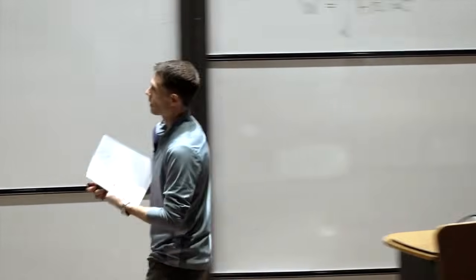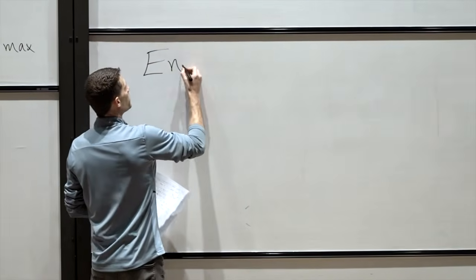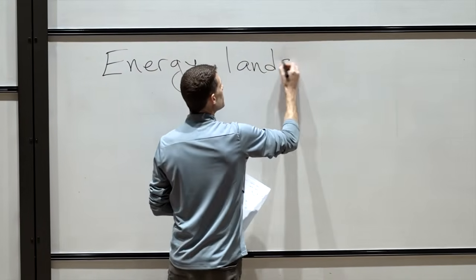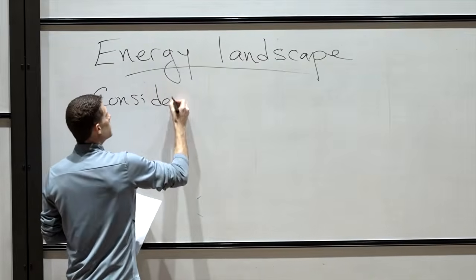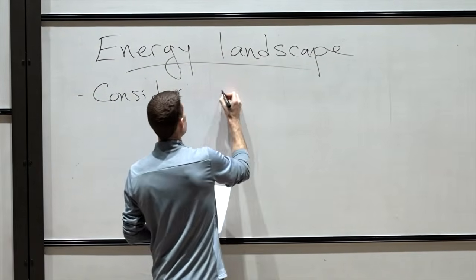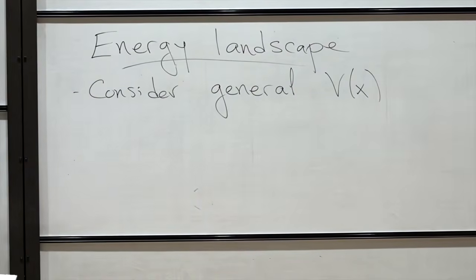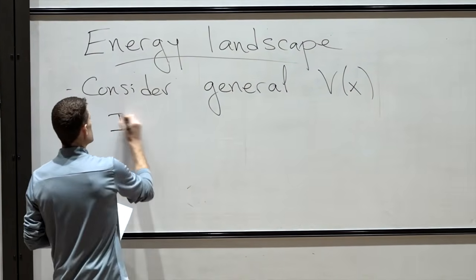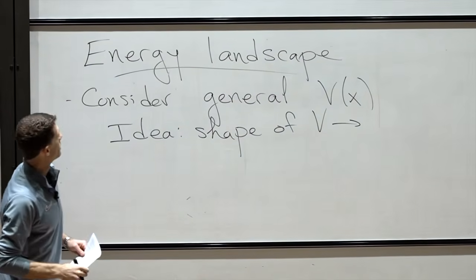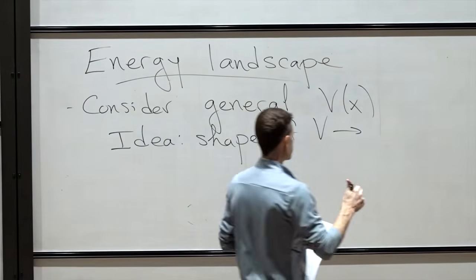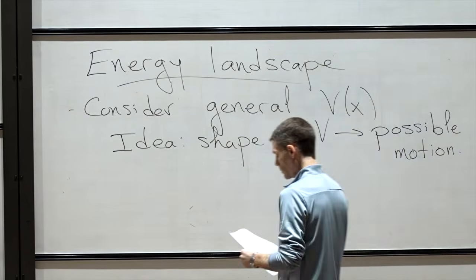So I want to talk a bit more generically now. And this kind of picture gives us a nice way to understand motion, which is in terms of what we'll call an energy landscape. Okay, so the idea is that if you tell me the shape of the potential energy, V of x, then I can reason the motion, right? So the idea is that the shape of V, we call the energy landscape, the shape of V gives us the possible motion. Okay.